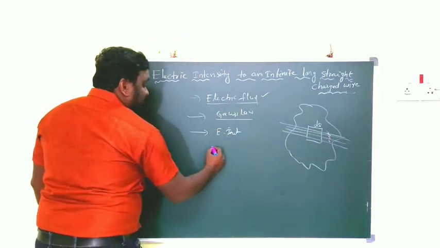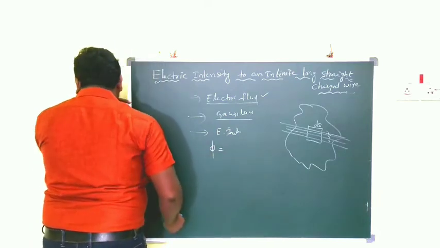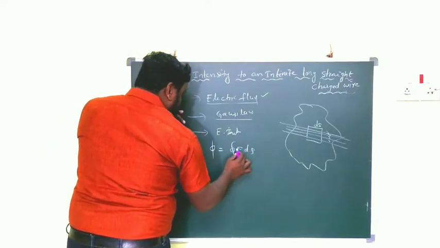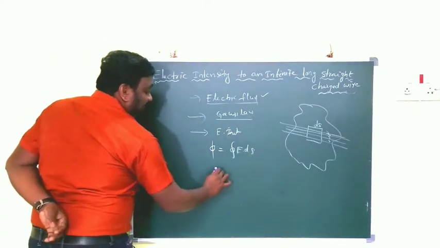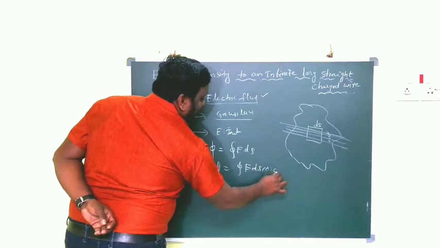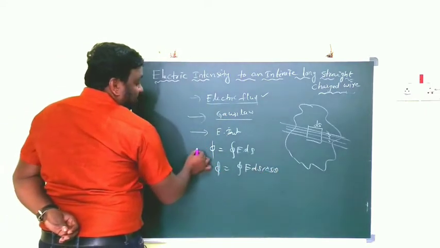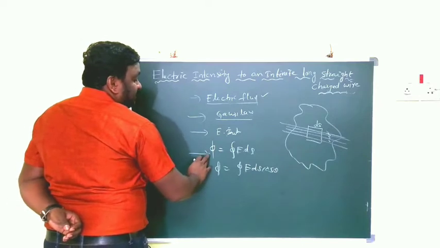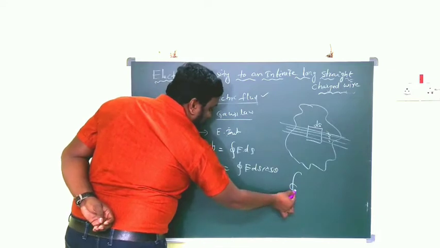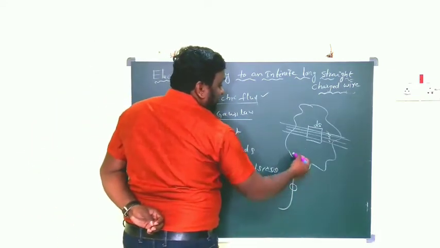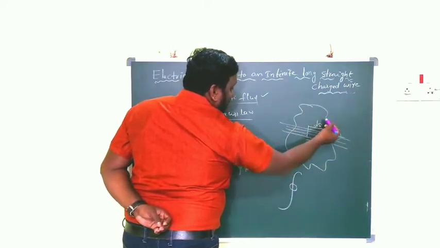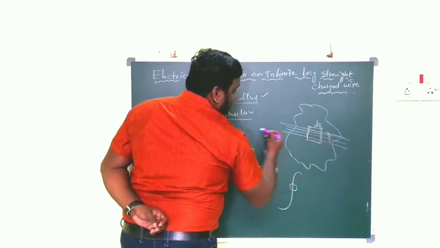Generally the flux can be shown by the formula phi equals closed integral E dot ds. That means phi equals closed integral E ds cos theta. So first you have to know this. Phi means flux. Here this is the integral, and on it there is a circle. That circle represents the surface we have taken, which should be a closed surface.